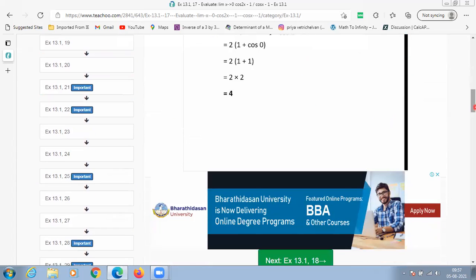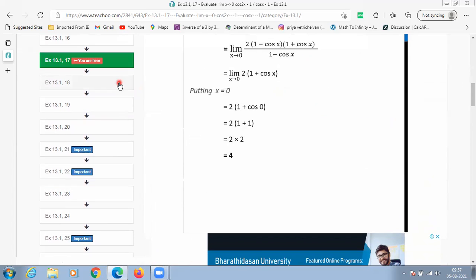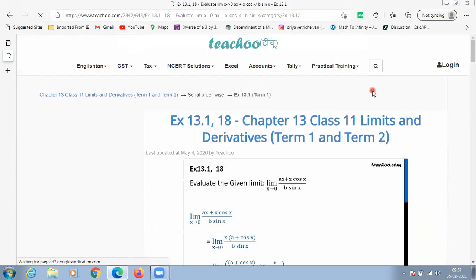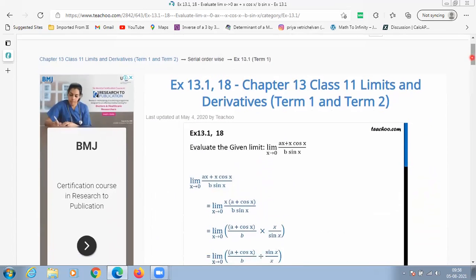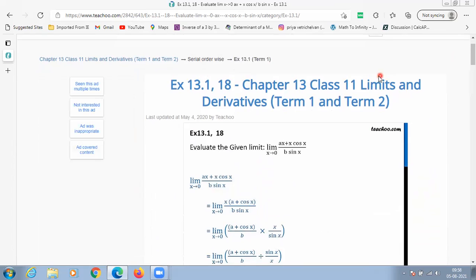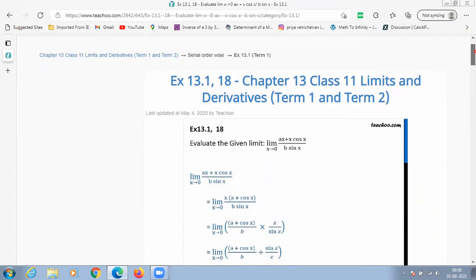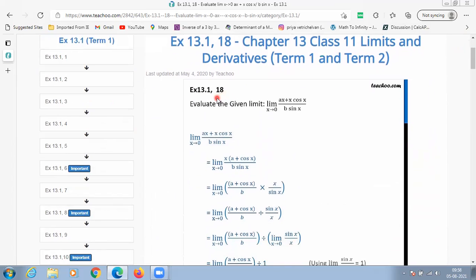So we are in the question number 17. It's question 18. This is also pretty simple, but it is a little time consuming. But the same technique, what and all we have learnt so far. So evaluate the given limit x approaches 0, ax plus x cos x upon b sin x. I think we have solved this question previously. When we were discussing the questions from the R.S. Agarwal, we have discussed this question.